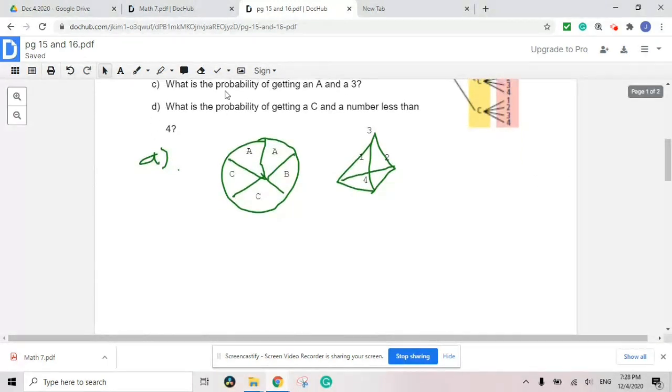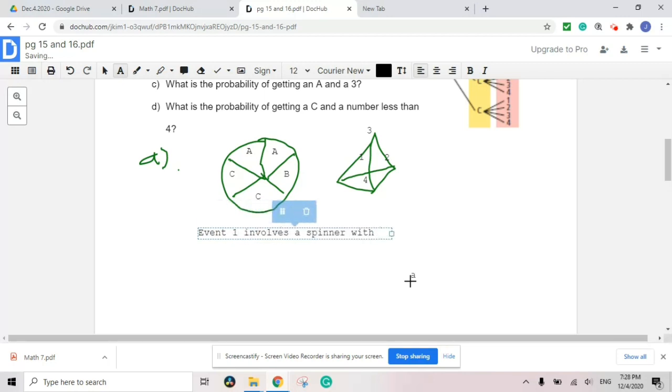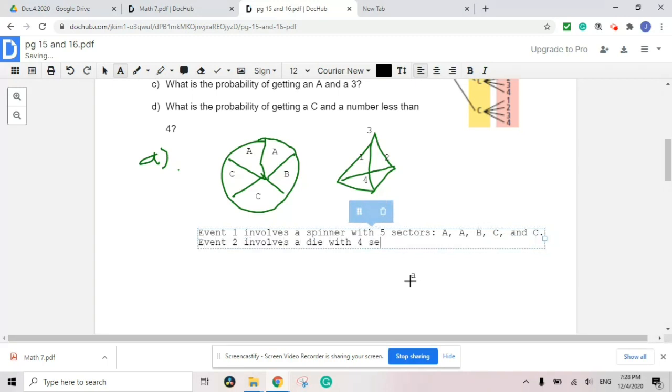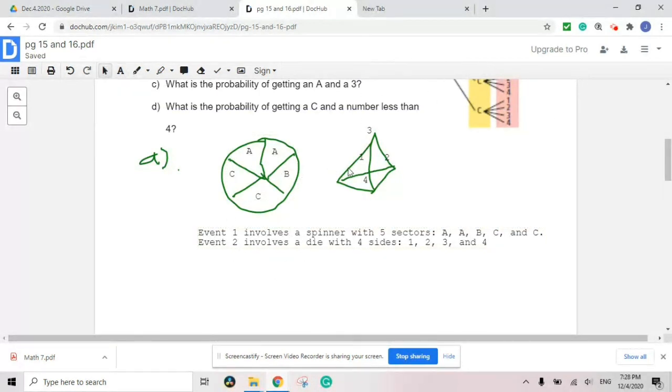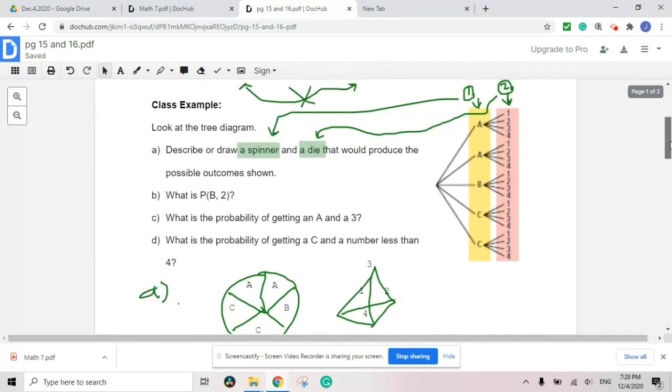So, as an explanation to describe this, I like to say event 1 involves a spinner with 5 sectors A, A, B, C, and C. Event 2 involves a die with 4 sides 1, 2, 3, and 4. And ladies and gentlemen, this statement summarizes what we draw over there. So part A is done.